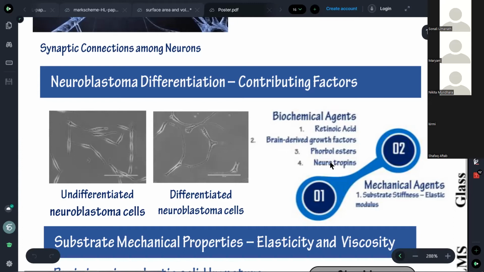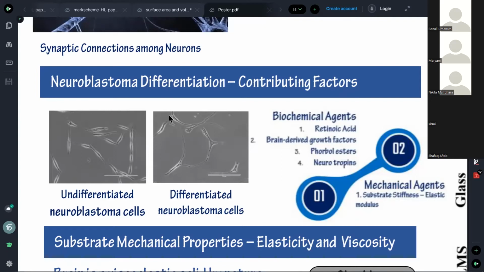There are several mechanical stimuli and chemical stimuli. Now, biochemical agents: when we are culturing the cells in their growth medium, if you add certain agents like retinoic acid, brain-derived growth factors, neurotrophins, phorbol esters, it has been reported that they cause this sort of differentiation. And within 3 to 5 days, you will see this sort of differentiation. So they are basically differentiation-enhancing agents.